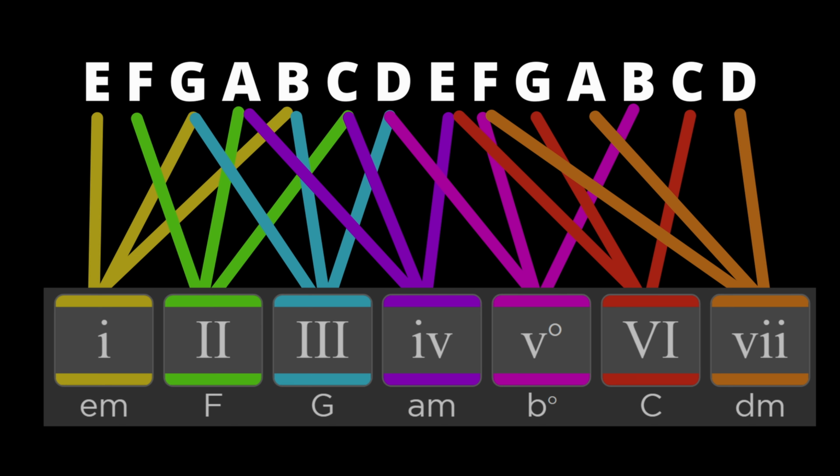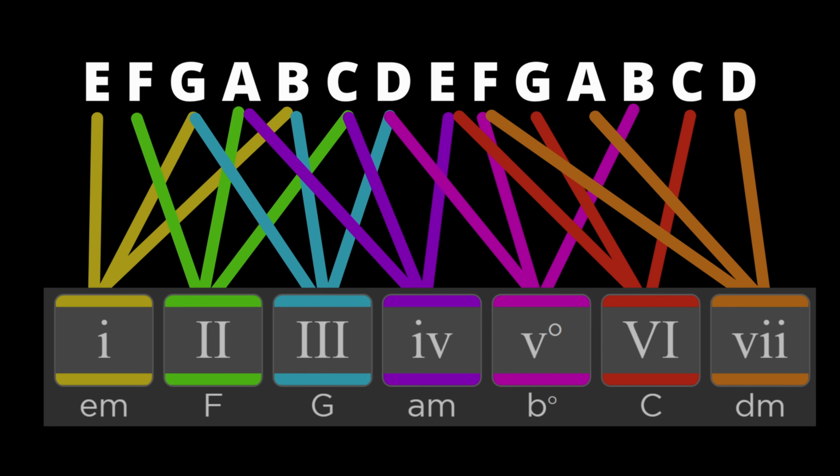Note how I have repeated the notes twice here to make constructing the chords easy to visualize. This gives you the following chords: 1 E minor, 2 F major, 3 G major, 4 A minor, 5 B diminished, 6 C major, and 7 D minor. These are the diatonic chords in the E Phrygian key. That is chords that are made purely with notes from the E Phrygian scale.